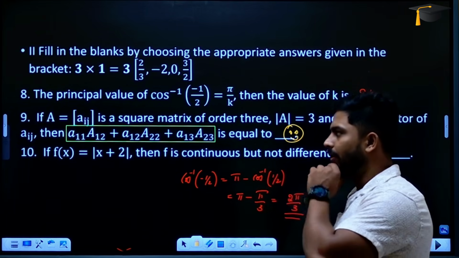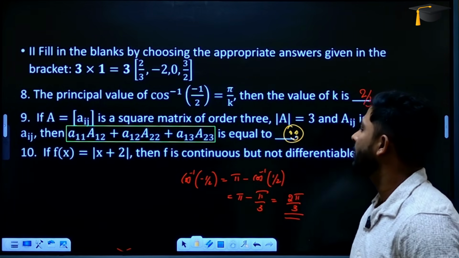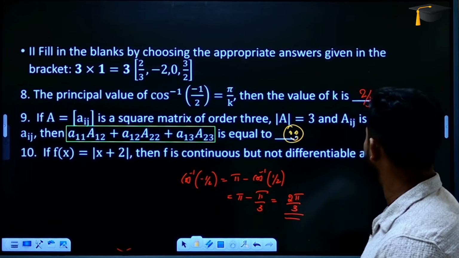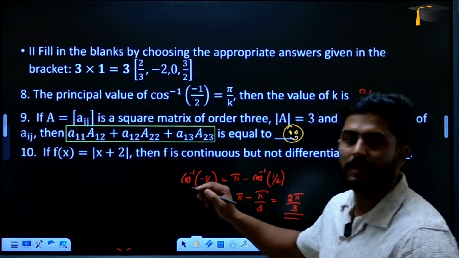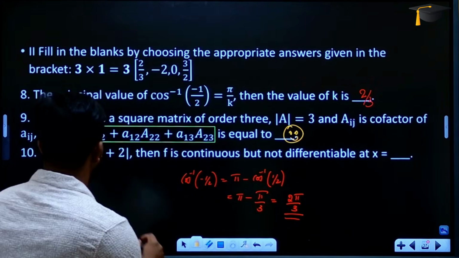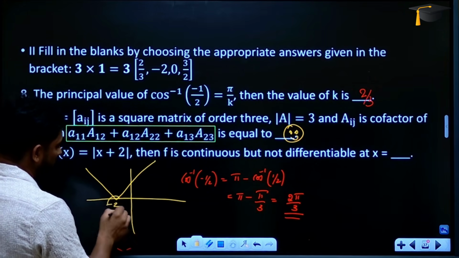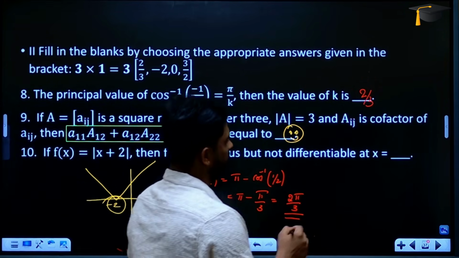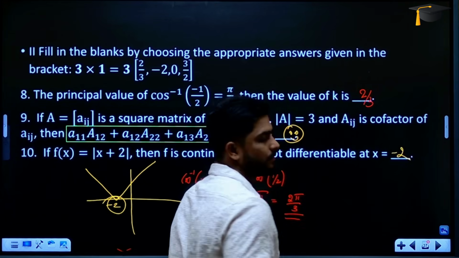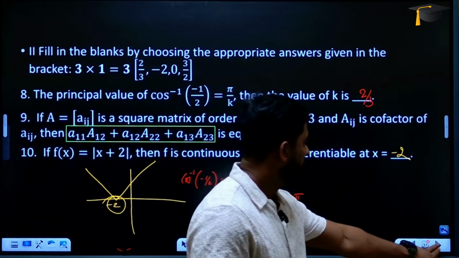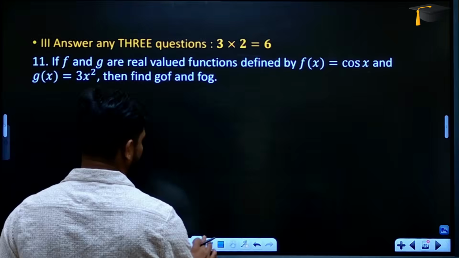That's the reason. Okay, now f of x is equal to mod of x plus 2. Then f is continuous but not differentiable at x plus 2 equal to 0, that is at minus 2, it's not differentiable. So answer is minus 2, children. Okay, so that's about fill in the blanks. Next. Okay, so 2 markers.